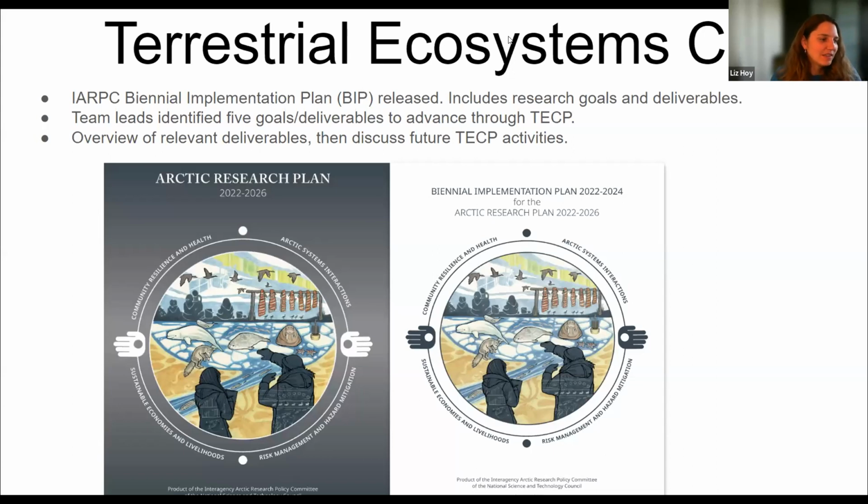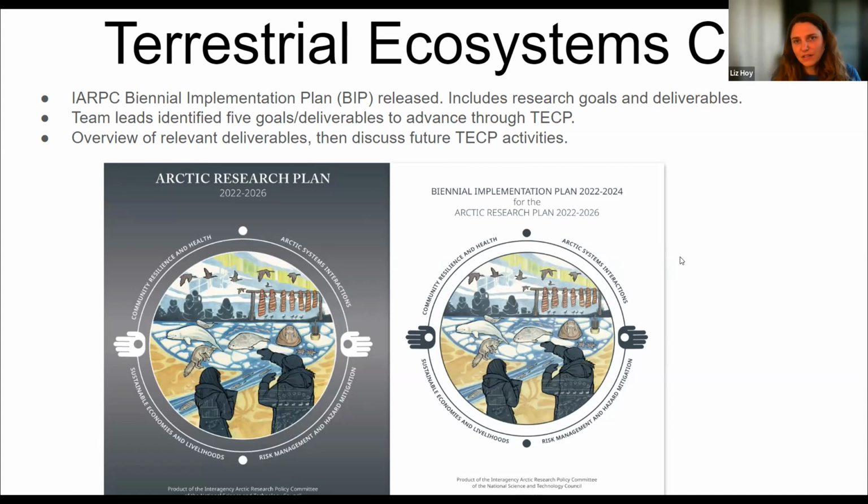Okay. So the Arctic Research Plan came out at the end of last year, I think November of 2022. And IARPC kind of redefined some of what its goals are and what its trajectory is through the Arctic Research Plan. And then in this, what they call the Biennial Implementation Plan, the BIP. The Biennial Implementation Plan goes into what research will contribute to the Arctic Research Plan over a 2-year timeframe. I think the research plan itself is like 5 years or so, and the biennial implementation plan is like 2 years. So there are what's called research goals and deliverables.